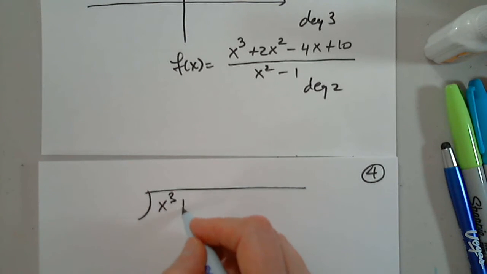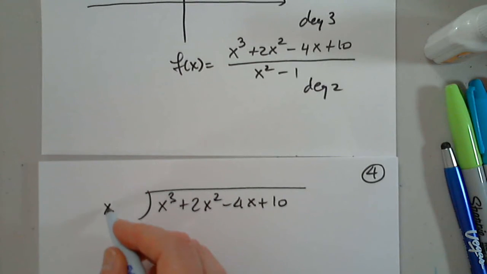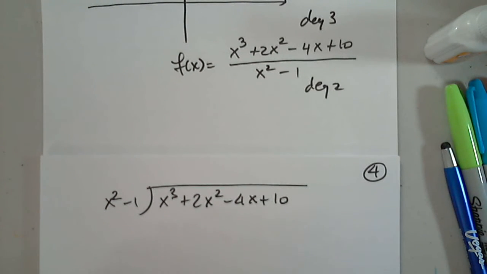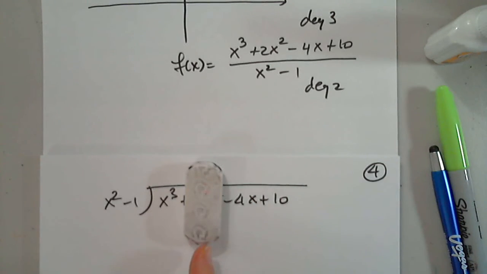So x to the third plus 2x squared minus 4x plus 10 divided by x squared minus 1. Remember, they have to be in descending order, both of them. Secondly, if there is a missing term, I would have had to leave a space. Descending order, and if a term is missing, I have to leave a blank space because I may have to use it. I don't know. Depends.